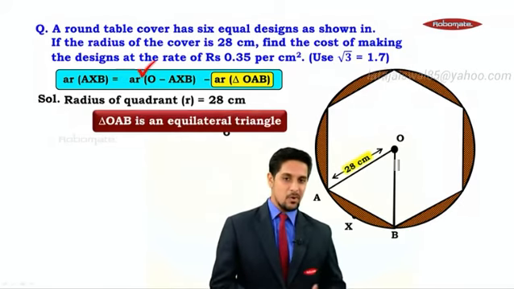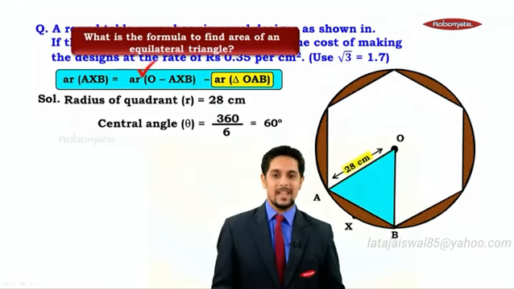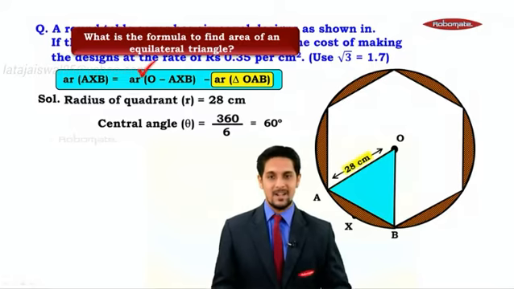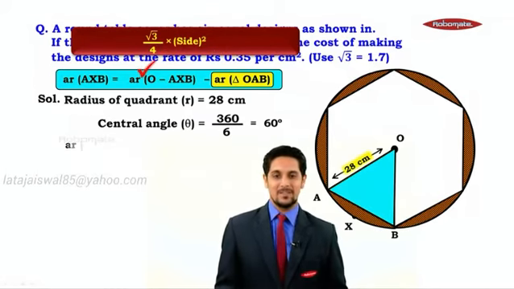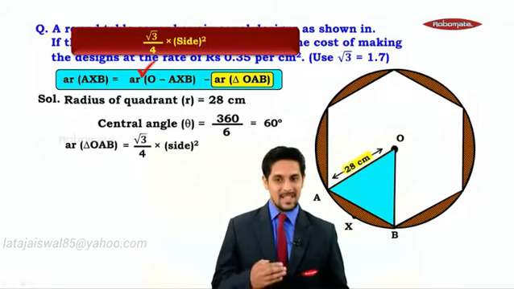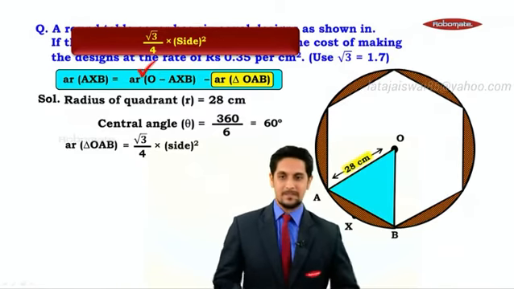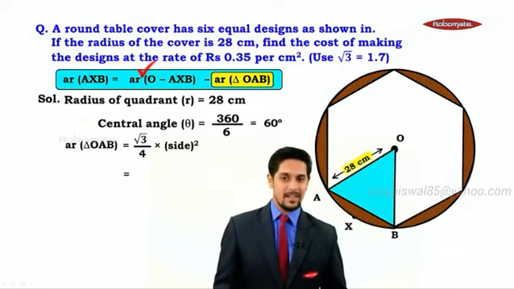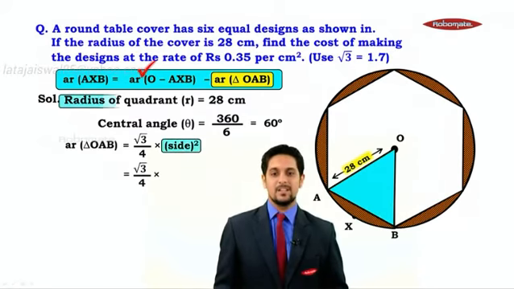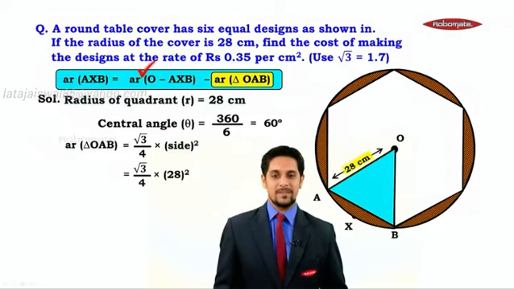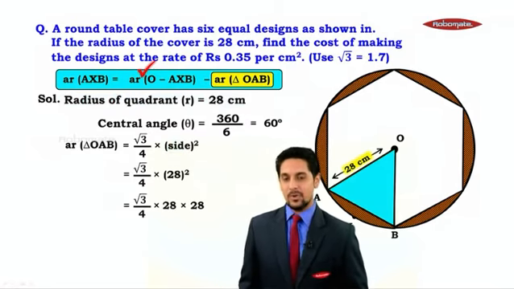Now students, this triangle OAB is an equilateral triangle. So tell me the formula to find the area of an equilateral triangle. Yes, it is root 3 upon 4 into side square. So we write area of triangle OAB is equal to root 3 upon 4 into side square. On substituting the values, we have area of the triangle is equal to root 3 upon 4 into the value of side is 28. So we have 28 square. This is equal to root 3 upon 4 into 28 into 28.